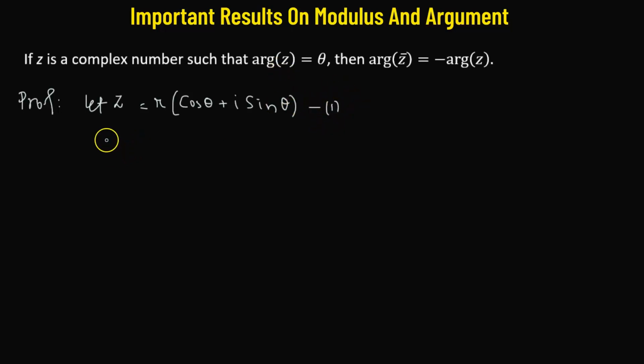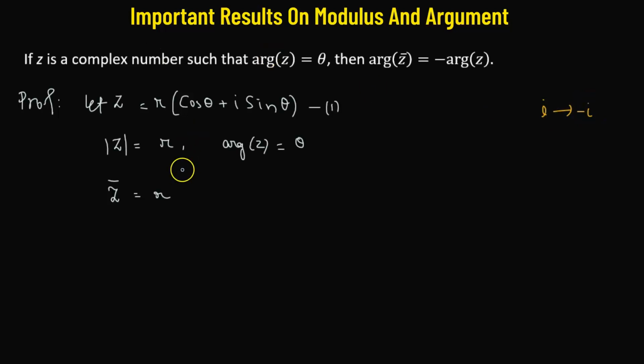Now we know that when we take the magnitude of the complex number, that's equal to r, and it's also given that the argument of this particular complex number z is theta. So this is known and this argument is given. Now, if we take the complex conjugate of the complex number z, all we have to do is replace the value of iota with negative iota.